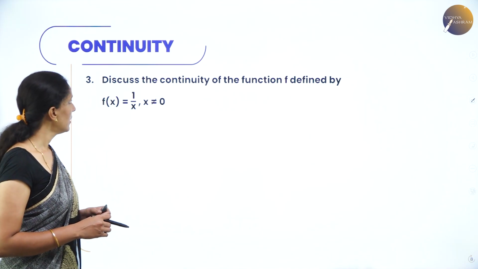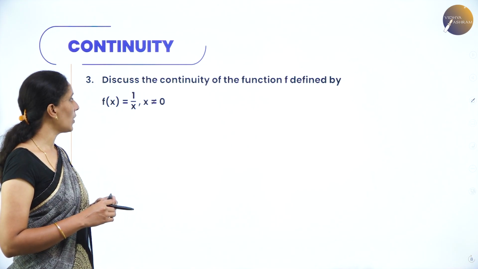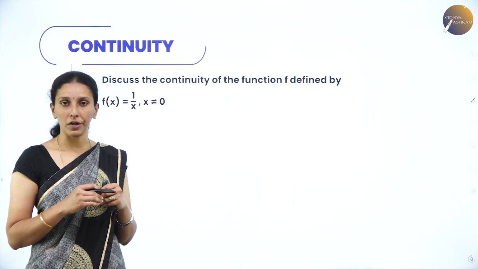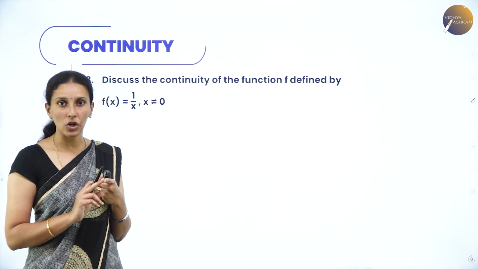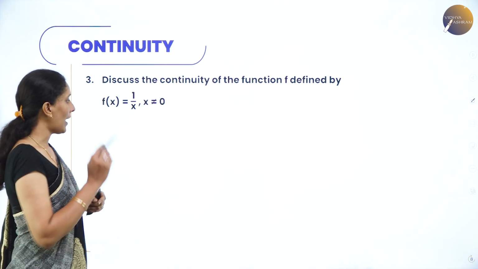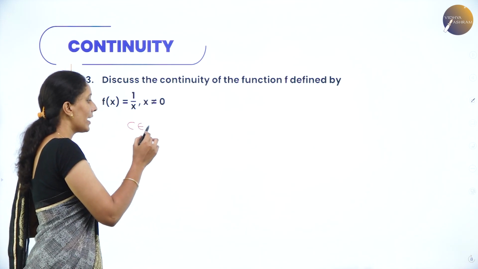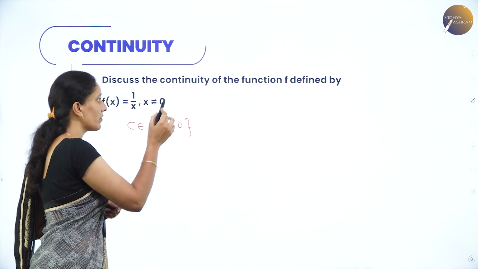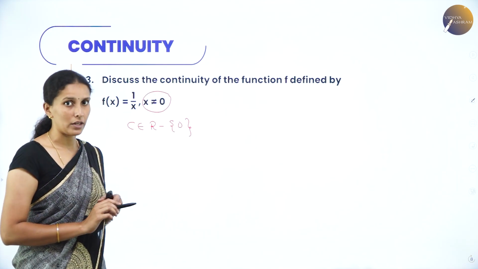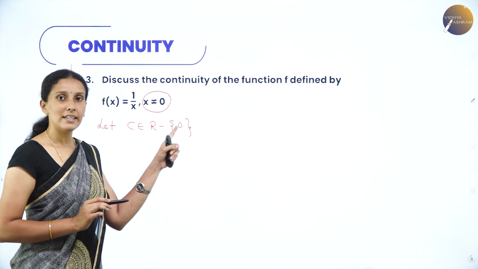Next question here. Discuss the continuity of the function f defined by f of x is equal to 1 by x where x is not equal to 0. Clearly they have given that the function is not defined at the point x equal to 0. So we take any non-zero real number, so I'll take it as R minus 0 because we can't take x is equal to 0 here. So let c be any real number except 0.